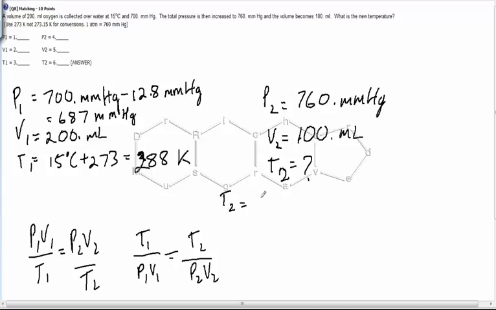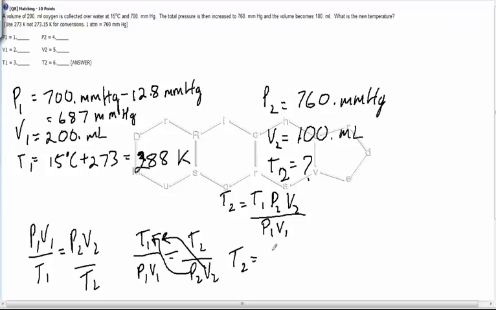Now the next thing I want to do is isolate T2, and T2 equals T1 P2 V2 over P1 V1. Alright, so all I've done here is shift this up here and shift this up here as well. And I'm allowed to do that. I'm just multiplying both sides by P2 V2, and that allows me to isolate T2.